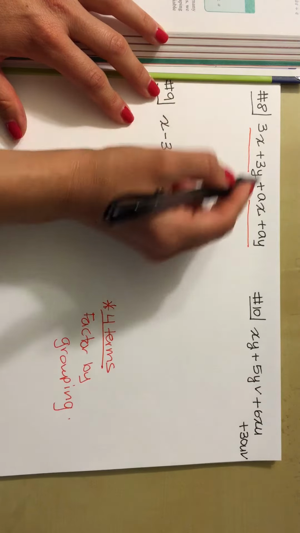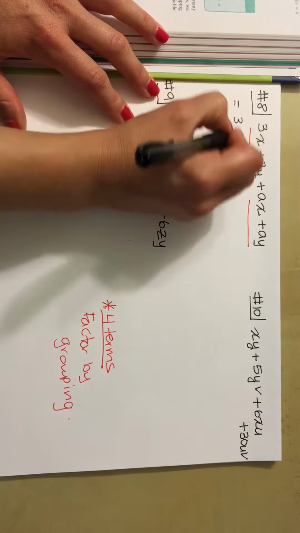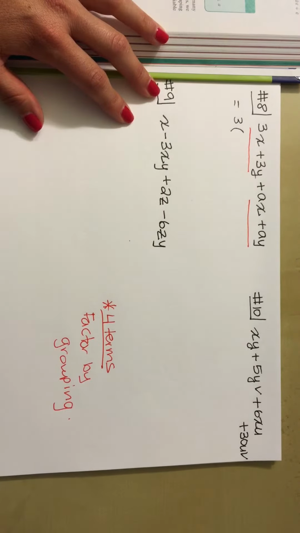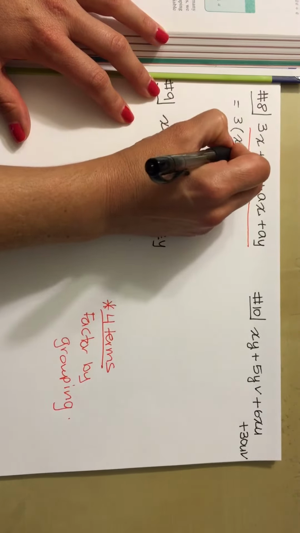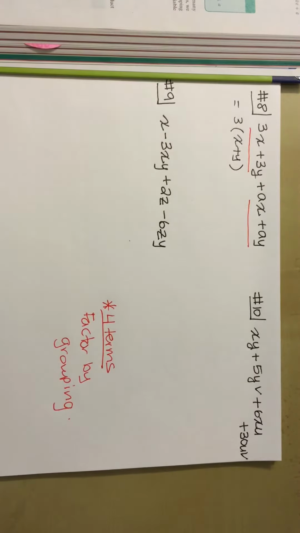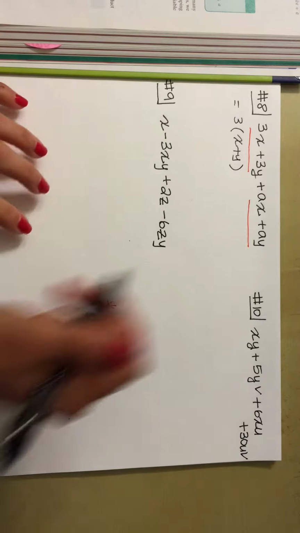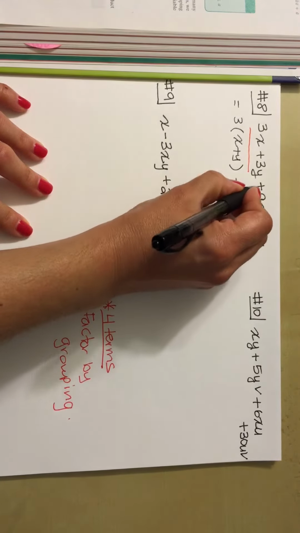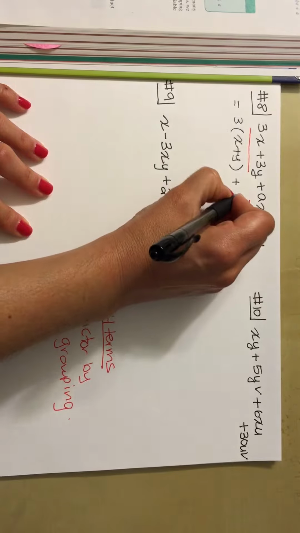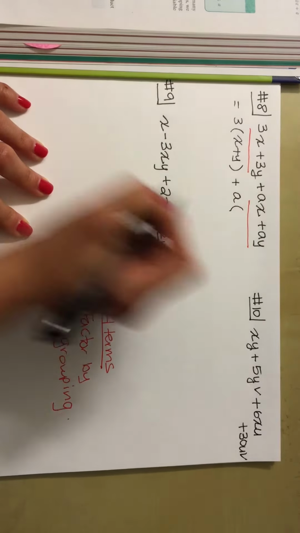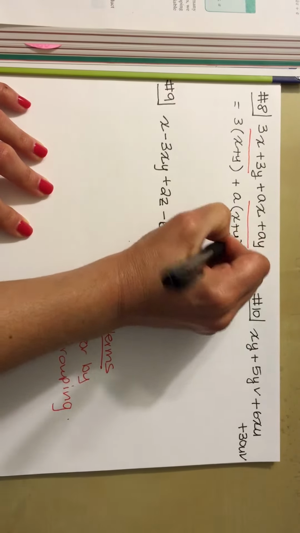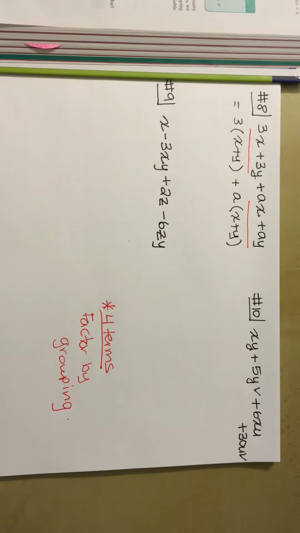GCF for the first 2 terms is 3. 3 times what? 3 times x plus y. Part 1 is done. GCF from the second part is going to be a because that's common to both. The sign comes down, plus. Factor out the a. You get x plus y. Does that look familiar? Yes, because we just did that in the previous example.